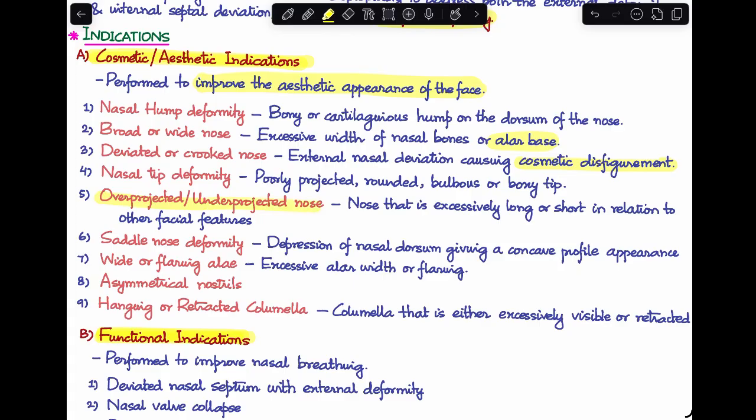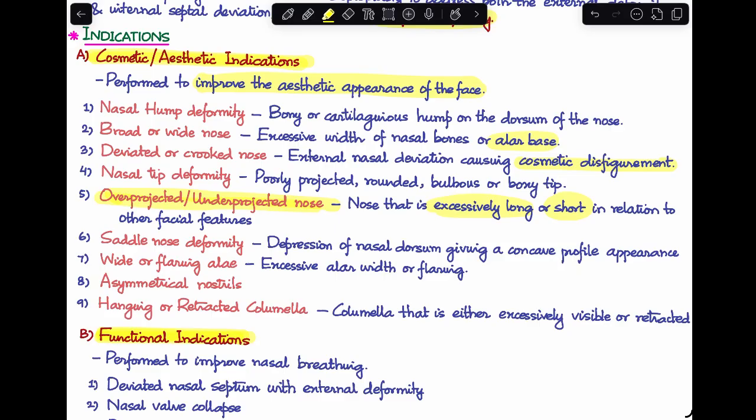Then we have the over projected or the under projected nose. Here, maybe the nose is either excessively long or excessively short in relation to the other facial features. I spoke about this in my previous video on the preoperative assessment. I have spoken about how we assess this, how we understand whether the nose is over projected or under projected, and what are some nasal tip relationships that we look at. These are all things that I have covered in a separate video. You can check it out over there.